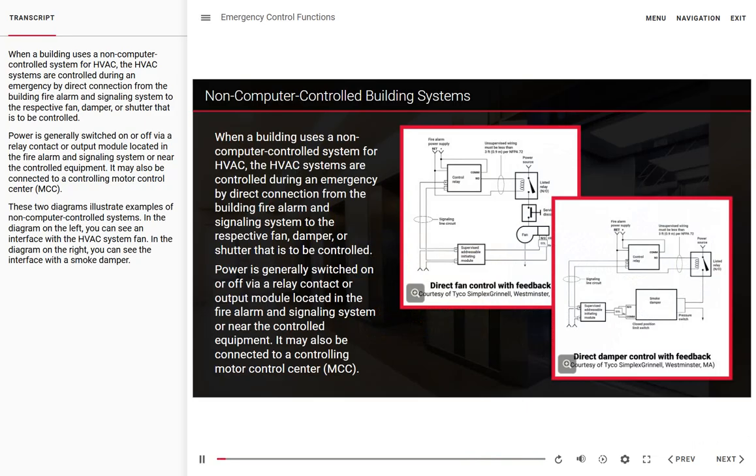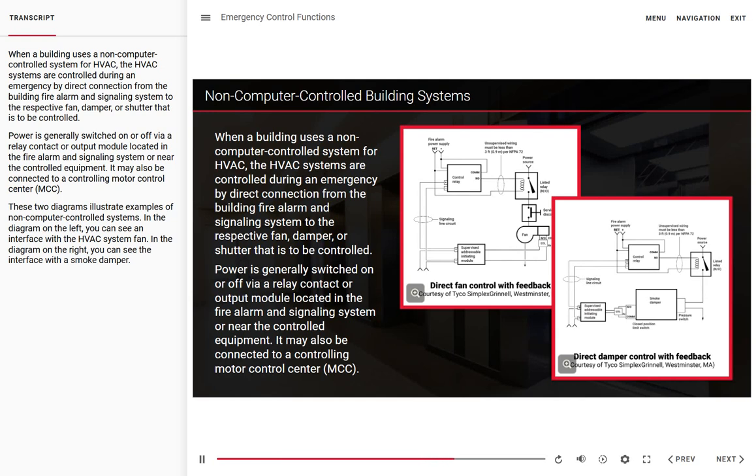When a building uses a non-computer controlled system for HVAC, the HVAC systems are controlled during an emergency by direct connection from the building fire alarm and signaling system to the respective fan, damper, or shutter that is to be controlled. Power is generally switched on or off via a relay contact or output module located in the fire alarm and signaling system, or near the controlled equipment. It may also be connected to a controlling motor control center, or MCC.